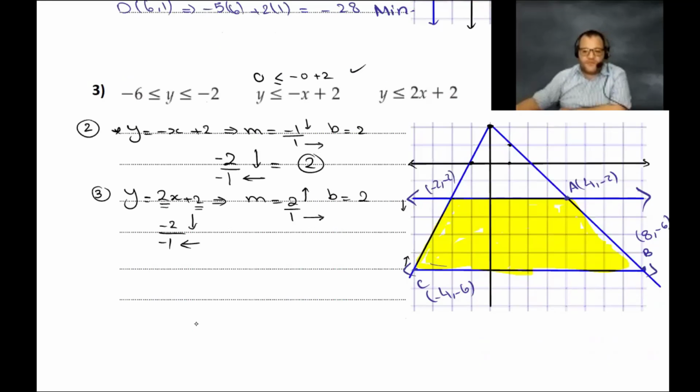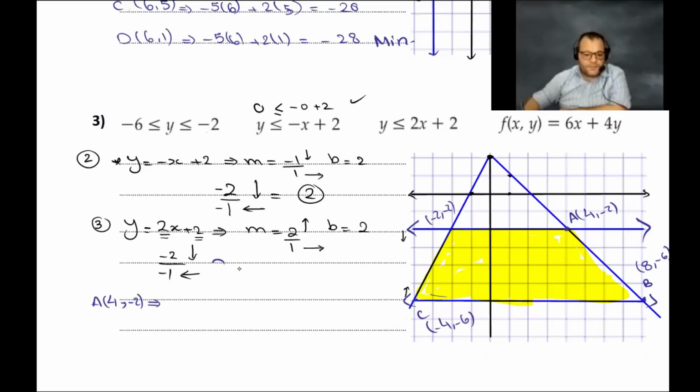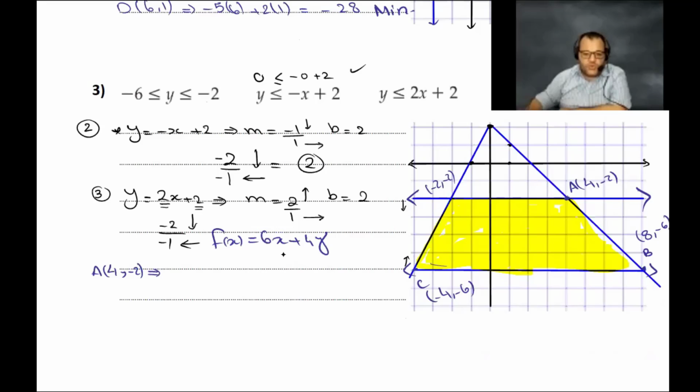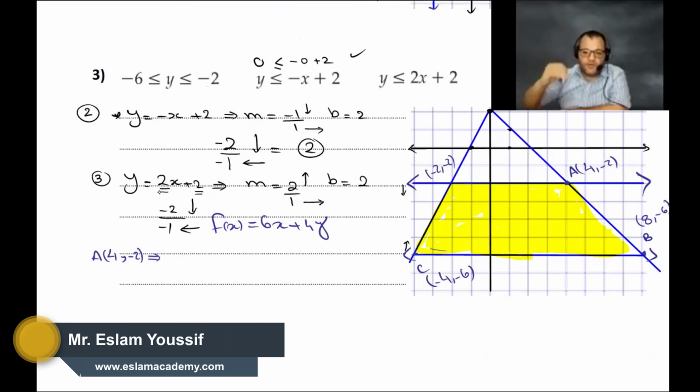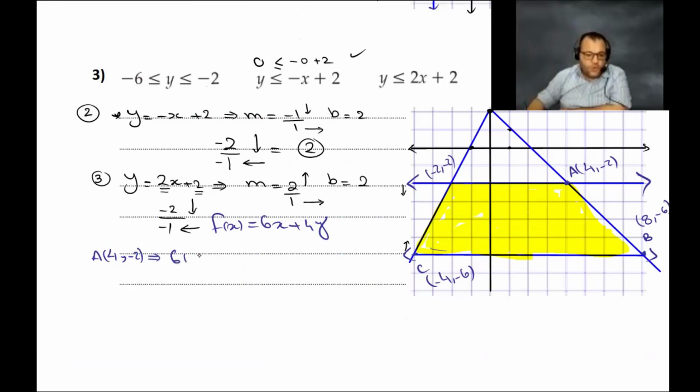So all what you have to do, that is the point. At the point A, which is 4 and negative 2, by using the function. Which function will I use? The function f of x, y equals 6x plus 4y. So at which point the value of the function has a maximum and at which point the value of the function is minimum. So all we have to do is 6 times 4 plus 4 times negative 2. The first one is 24 minus 8, which equals 16.